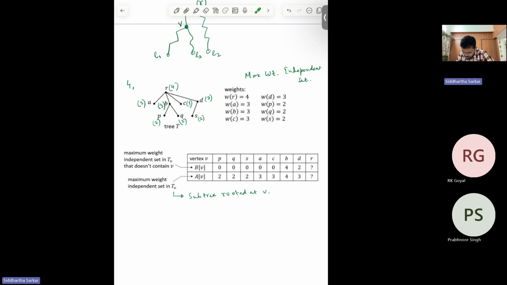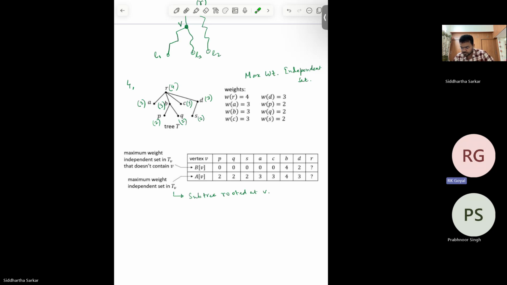Now, what is the definition of B? It is the maximum weight independent set, again in the subtree rooted at V, but not containing V. So if you do not take the vertex V in the maximum independent set, then what is the maximum weight independent set in this subtree? Is the definition of A and B clear?